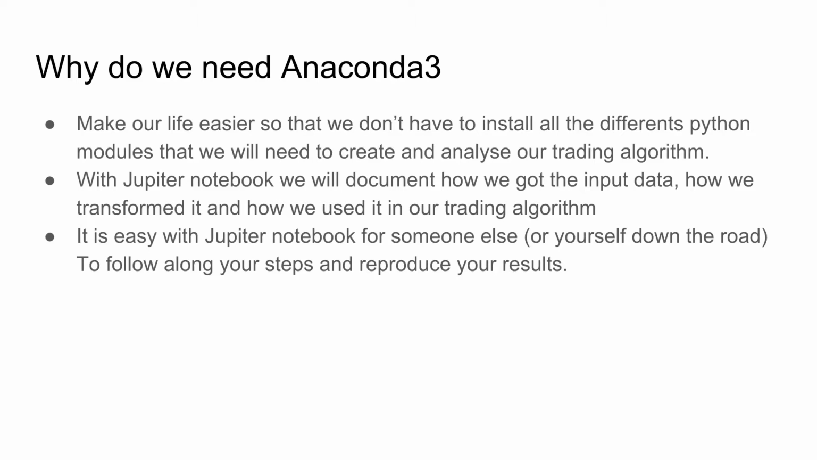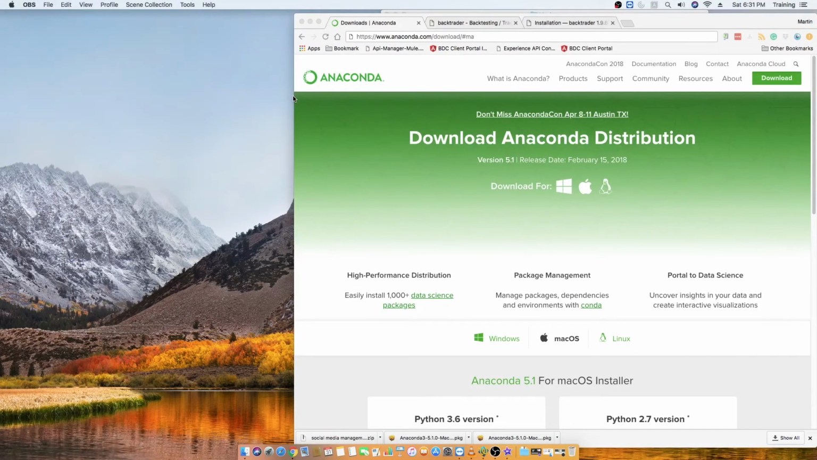Anaconda contains a software called Jupyter Notebook, and that's a great resource because it documents how we got the data, how we transformed it, and how we used it in our trading system, because we do a lot of different steps, and sometimes it's kind of hard to keep track of what we did in what order. And you will see Jupyter Notebook makes our life so much easier, so that's going to be a great resource. And honestly, it's going to be great for you and someone else if they want to reproduce your step along the way. So first step, Anaconda.